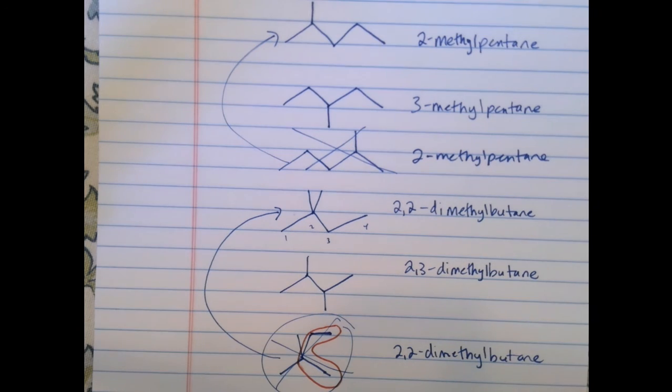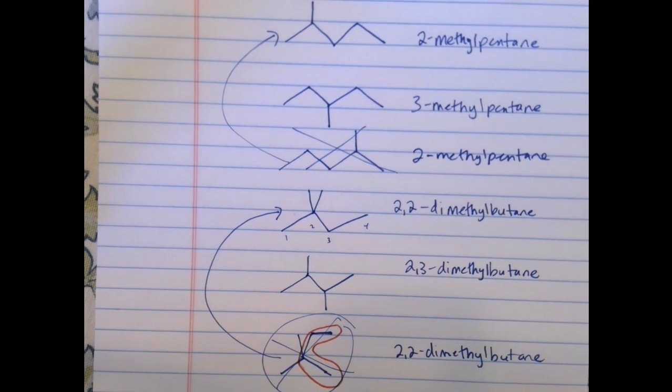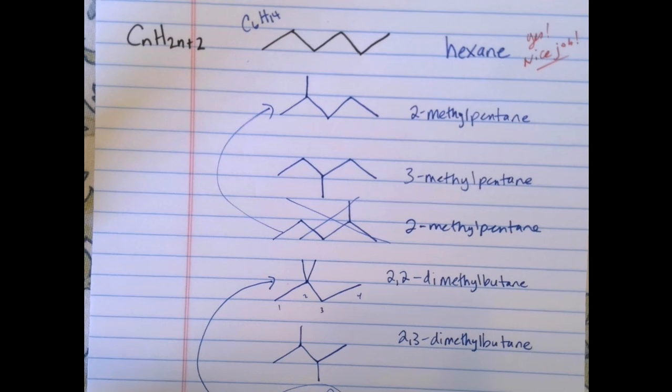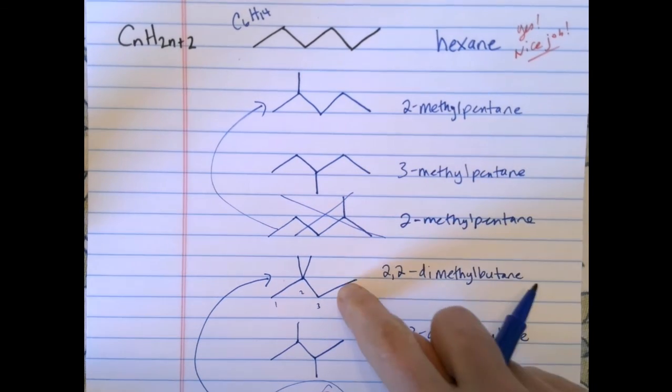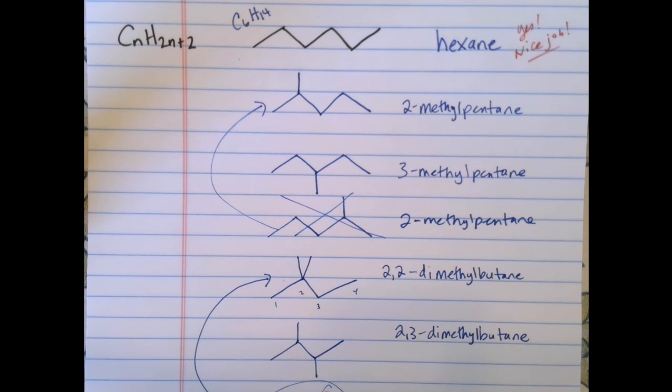Alright, so I think we've exhausted all of the possibilities and we've found all of the isomers for C6H14. There are 1, 2, 3, 4, 5 isomers for that molecule.